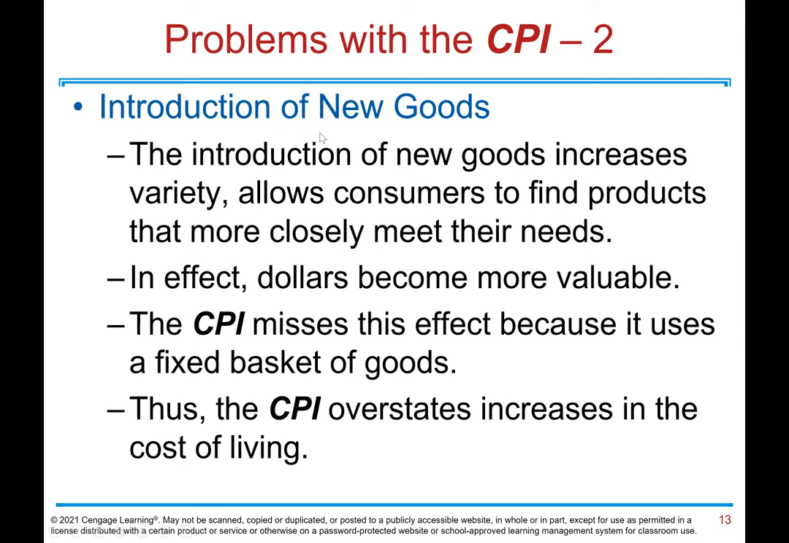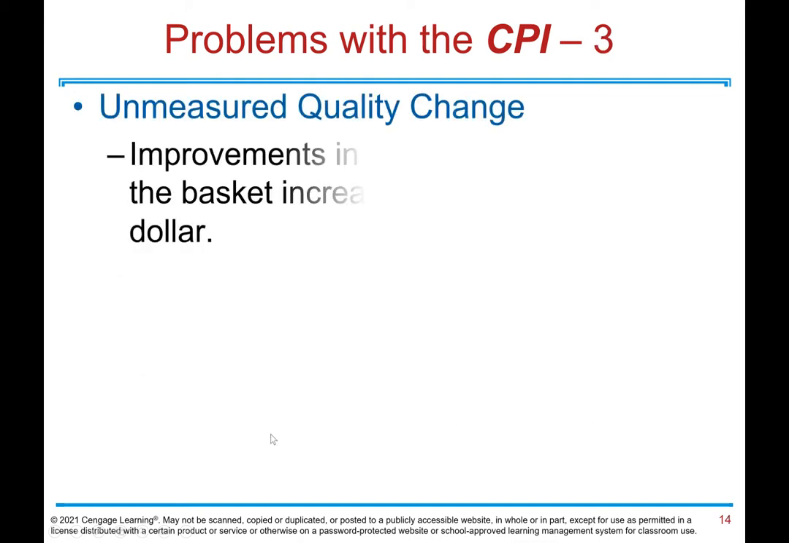Another problem is the introduction of new goods. The introduction of new goods increases variety and allows consumers to find products that more closely meet their needs. In effect, dollars become more valuable. The CPI misses this effect because it uses a fixed basket of goods, and therefore the CPI overstates increases in the cost of living.